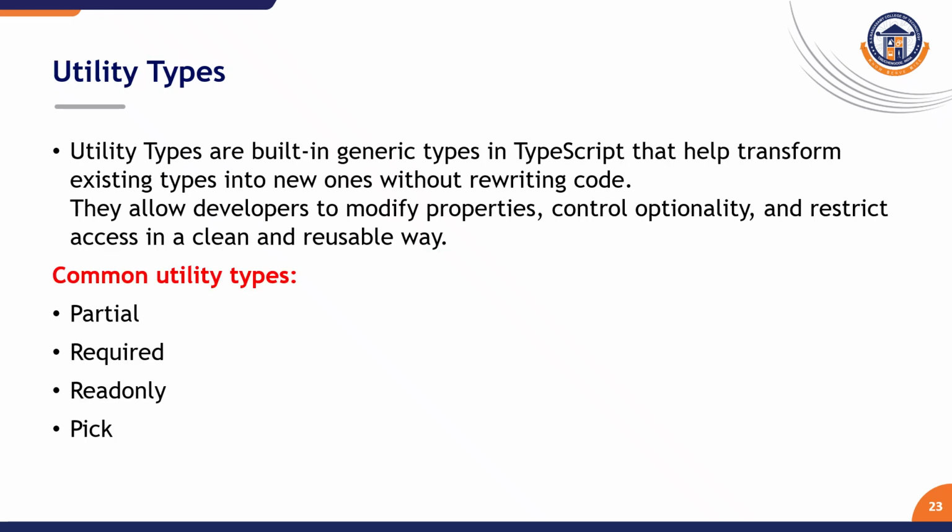Utility types. Utility types are built-in generic types in TypeScript that help transform existing types into new ones without rewriting code. They allow developers to modify properties, control optionality, and restrict access in a clean and reusable way. Common utility types: Partial, Required, Readonly, Pick.